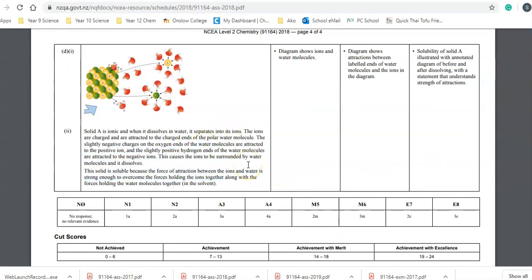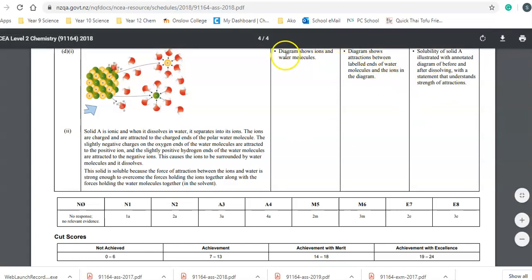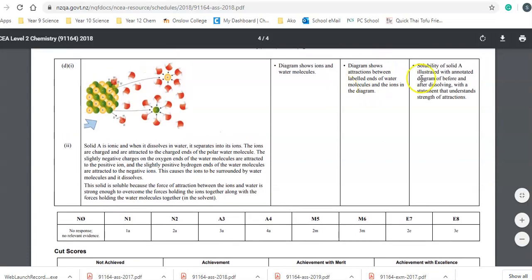If you can get as close to that in practice as possible, then you'll be more likely to get an excellence. So if you drew a diagram showing the ions and water molecules, that would be an achieved. If you just did this part of it, that would be achieved. If the diagram shows attraction between labeled ends of water molecules and the ions, that would be a merit.